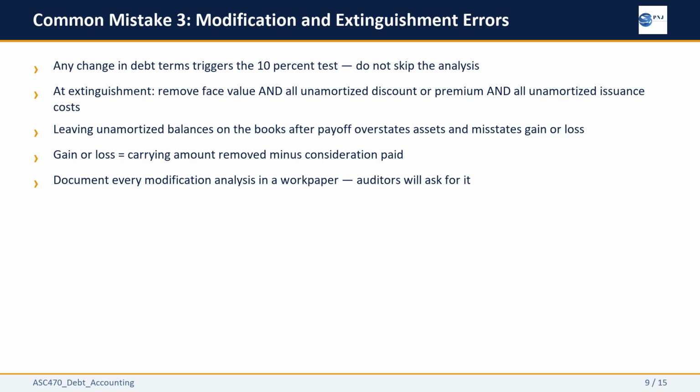Leave any of those behind, and you have an asset that no longer exists sitting on the balance sheet, and your gain or loss on extinguishment is misstated. The gain or loss is simply the difference between the carrying amount you removed and the consideration you paid. Document it in a workpaper. Your auditors will expect it.